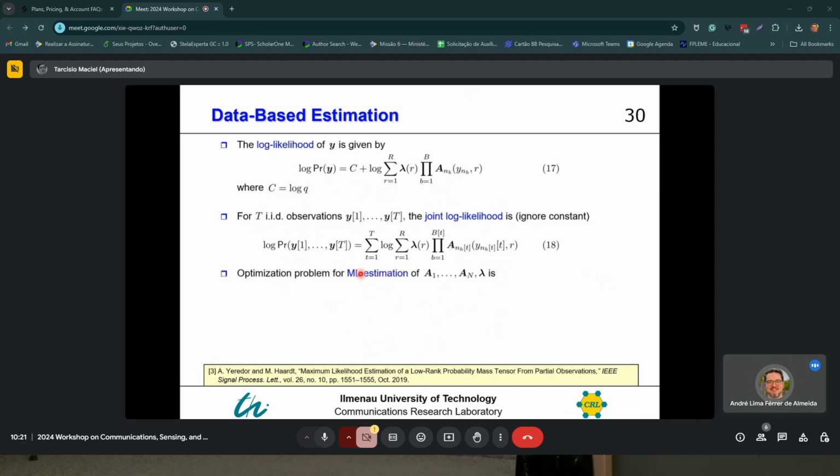And then this is an optimization problem for the maximum likelihood estimation of our factor matrices and our loading vector. This is the log likelihood that we want to maximize. So if we take the minus sign of that cost function, we have to minimize it here, right? And subject again to our probability simplex constraints.